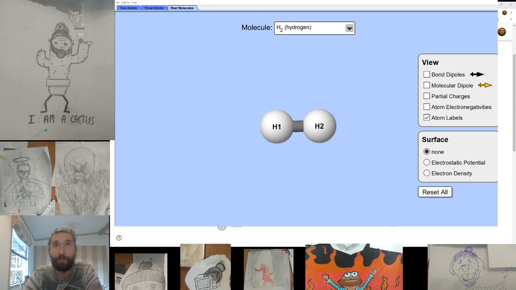Last week we were looking at polarity and shapes of molecules. We're going to be finishing up with molecules this week, so we've got today, tomorrow and Friday. We'll just be doing a recap today.